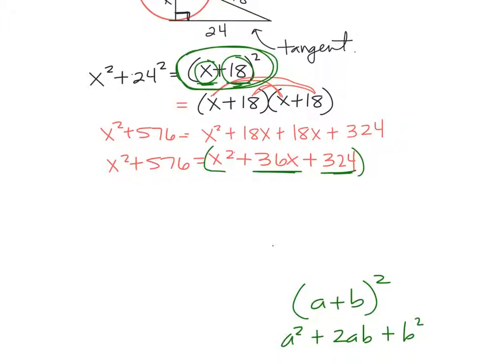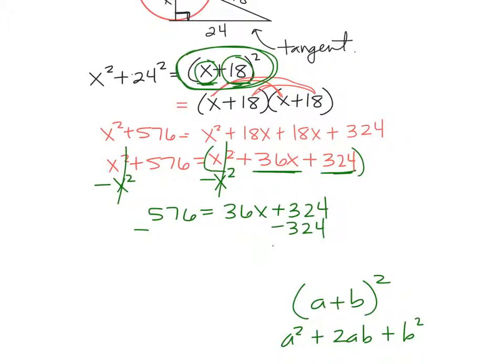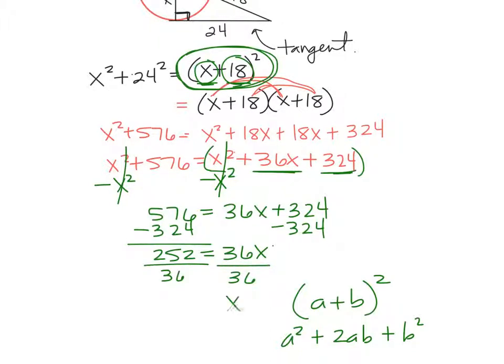Okay, so if we finish solving this, you're going to take away x squared, which is going to give you 0 here and 0 here. So really you have 576 equals 36x plus 324, which is beautiful because now you don't have to factor or do the quadratic formula. So you're going to take away 324. So you get 252 equals 36x, and then you divide by 36, and you get x equals 7.